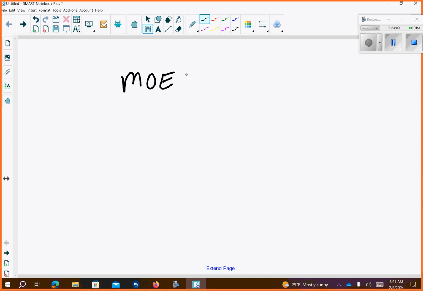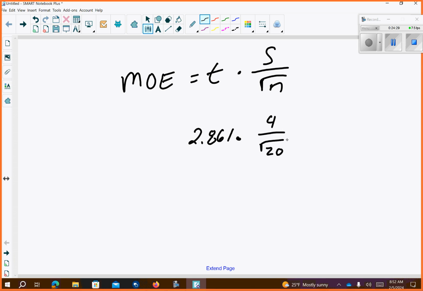The margin of error is T times S over the square root of N. We found the T value on Desmos was 2.861 times our 4, which is our standard deviation, over the square root of our sample size. Notice for the square root of the sample size, we don't use the degrees of freedom of 19 there. So this is going to come out to 2.56.